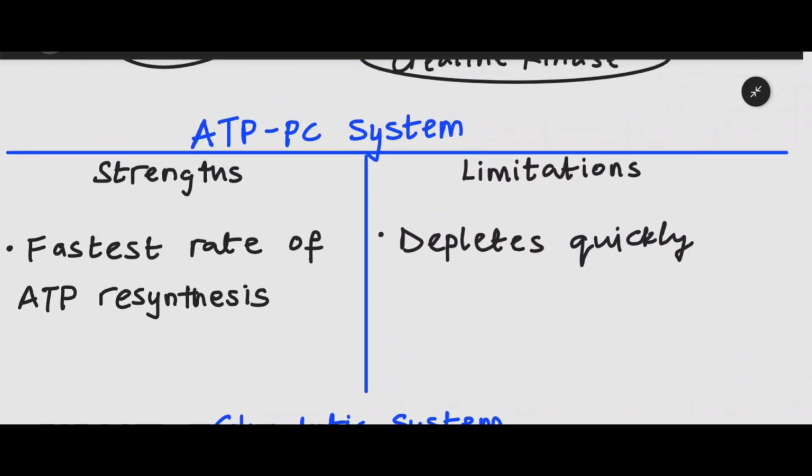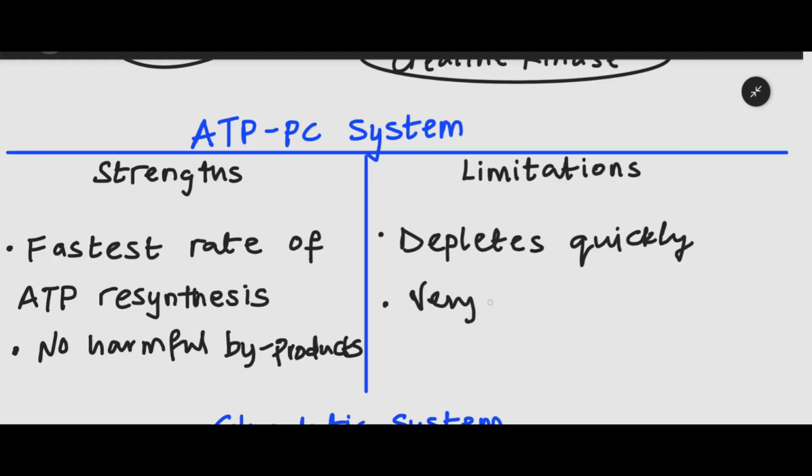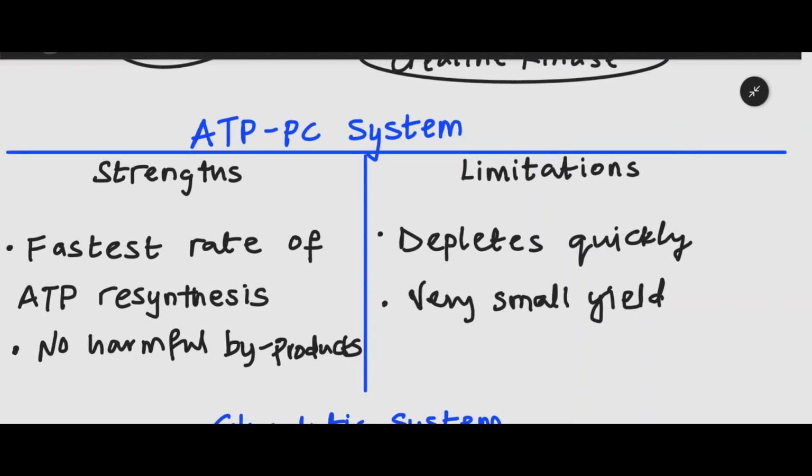So the main ones really are it has the fastest rate of ATP resynthesis, but it depletes quickly. You can also talk about it doesn't create any harmful products, no harmful byproducts. Limitation also very small yield. So that's it for the ATP-PC system.